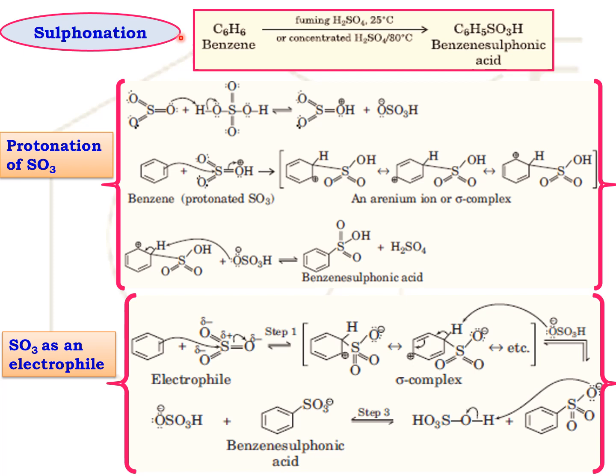Here we can see another example of aromatic electrophilic substitution reaction, which is sulfonation, that is, substitution of SO3H. That is the conversion of benzene to benzene sulfonic acid by using concentrated sulfuric acid at a higher temperature, or we can use fuming sulfuric acid at room temperature or 25 degrees Celsius.